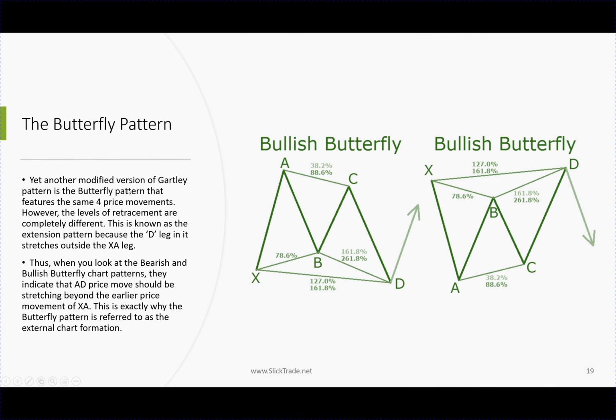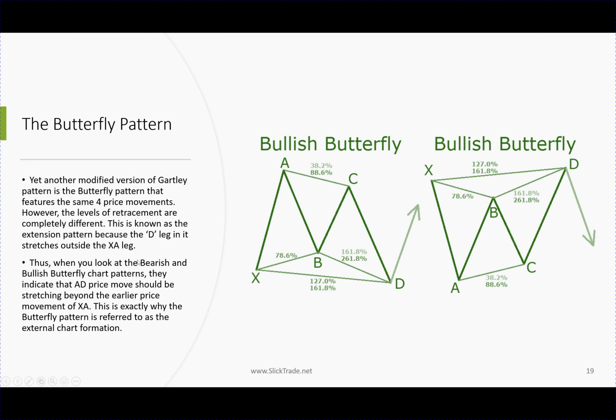The butterfly pattern, yet another modified version of the Gartley pattern, features the same 4 price movements. You can see you have your M and you have your W. However, the levels of retracement are completely different. This is known as the extension pattern because the D leg stretches outside of the XA. Here's your XA, and here's your D.